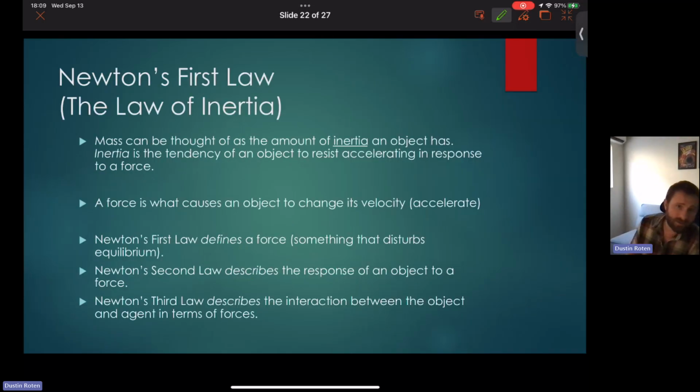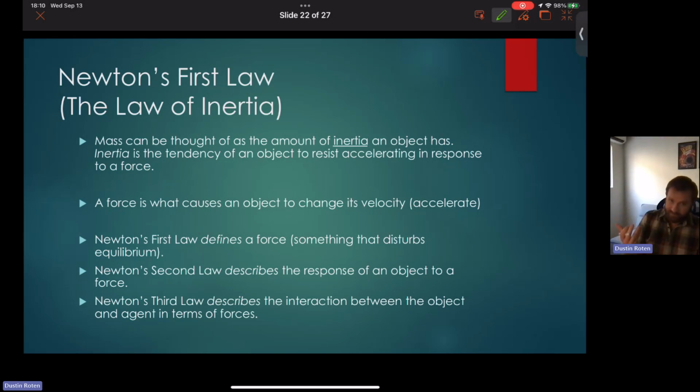Just a little bit more about Newton's first law. Essentially, mass can be thought of as the amount of inertia that an object has. Inertia is essentially just the tendency of an object to resist accelerating. A refrigerator has lots of inertia and is hard to push. A leaf on the ground, you could blow on it and it takes off. That's not a lot of inertia, that's a small amount of inertia. So mass is essentially related to inertia.